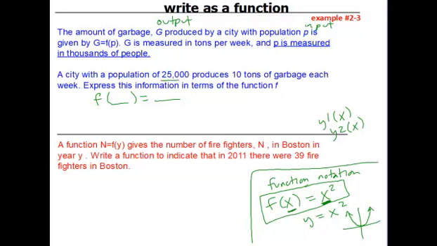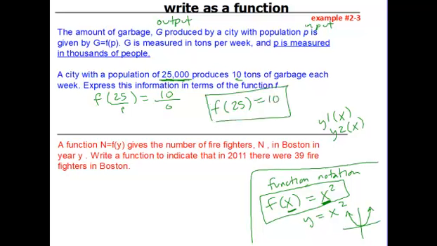Population is 25,000. So for F of P, the P value is given in thousands of people. So what would we put in our parentheses here? 25. And then it produces how much garbage? Our G value. G is 10. And so that's what it's asking you to identify. So your answer is F of 25 is equal to 10.